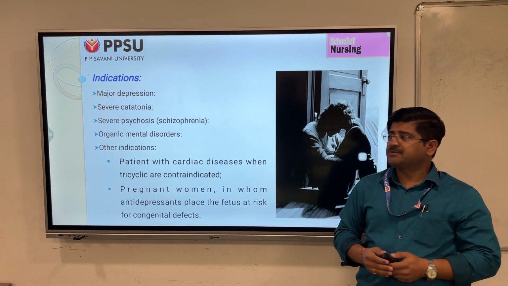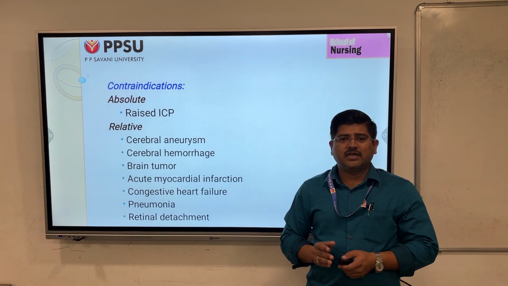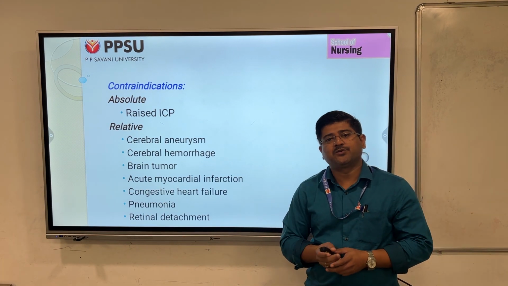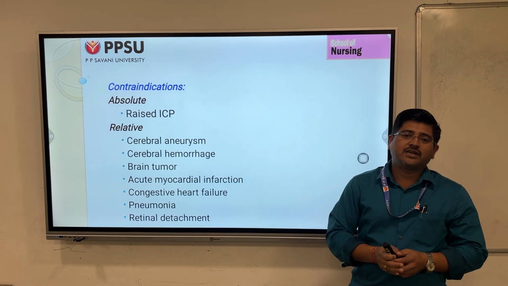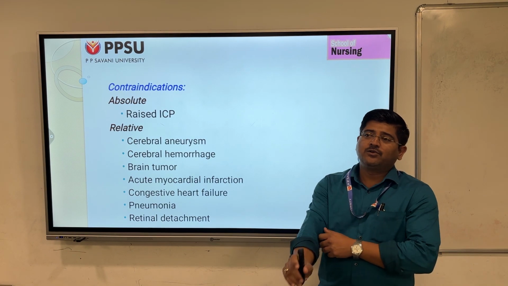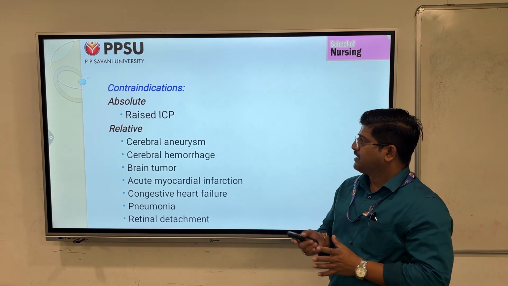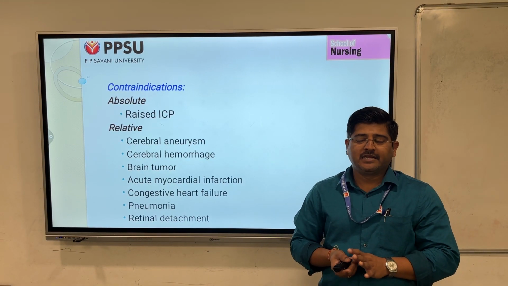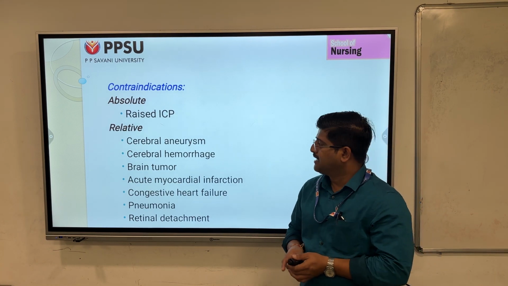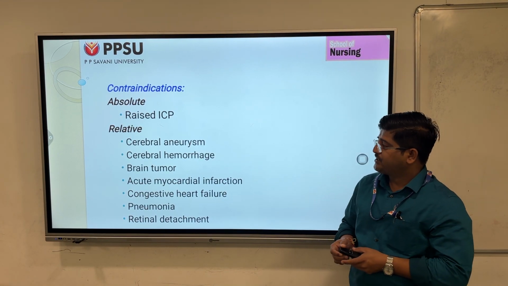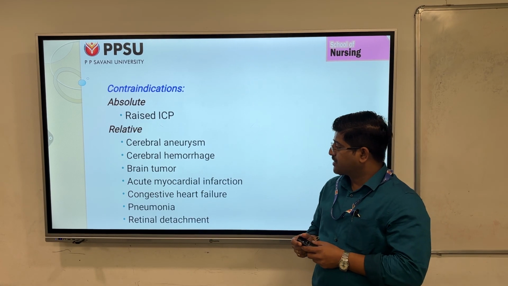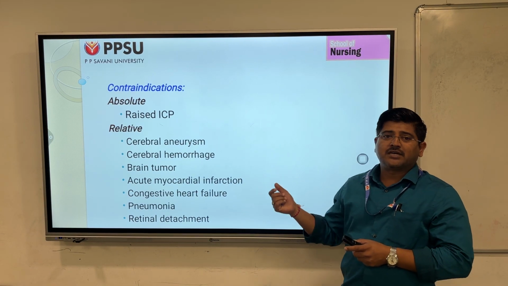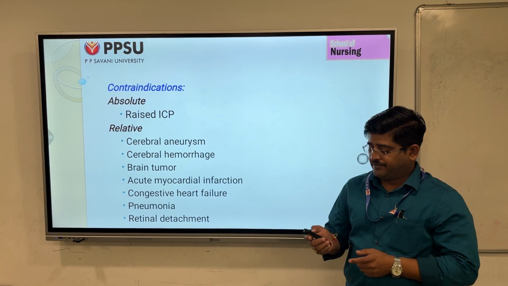And coming to the next part, that is contraindications: in which conditions can we not give this ECT? These contraindications are mainly classified into two categories. One is absolute contraindication, another one is relative contraindication. Absolute contraindication commonly refers to raised intracranial pressure. In that case we are not going to prefer ECT. And the relative contraindications include cerebral aneurysm, cerebral hemorrhage, brain tumor, acute myocardial infarction, congestive heart failure, pneumonia, retinal detachment. In these relative conditions also, ECT is not indicated.